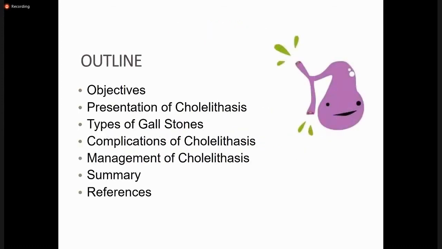The topic of today, what will we be discussing? The objectives, the presentation of cholelithiasis, types of gallstones, complications, management, summary, and obviously references.